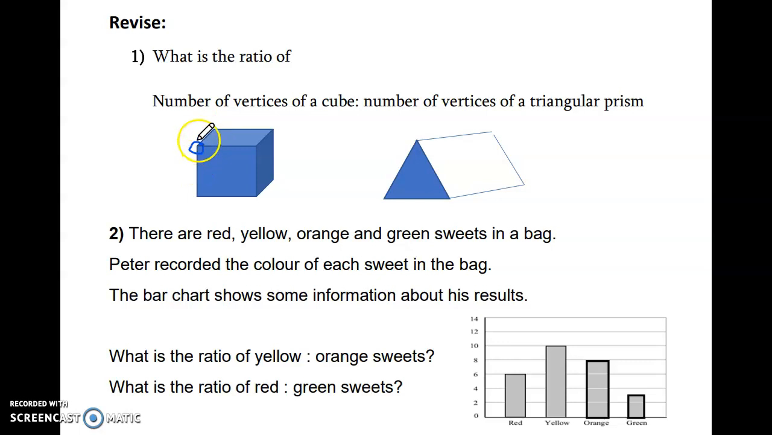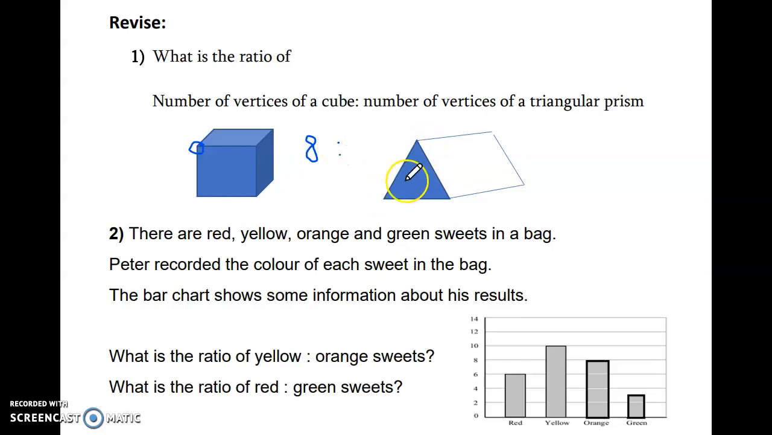So you've got at least 3 edges coming together to make a vertex. If you've got more than one, they now become vertices. So on a cube, we've got 1, 2, 3, 4 on that side, and we'll have 4 behind it. So we've got 8 vertices on there.